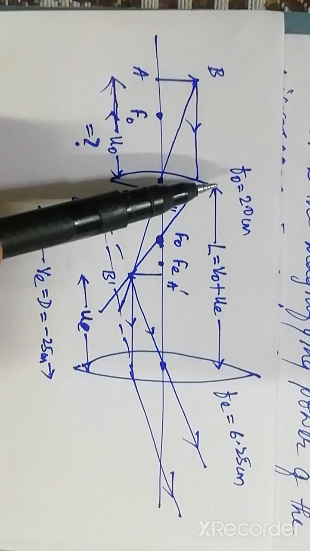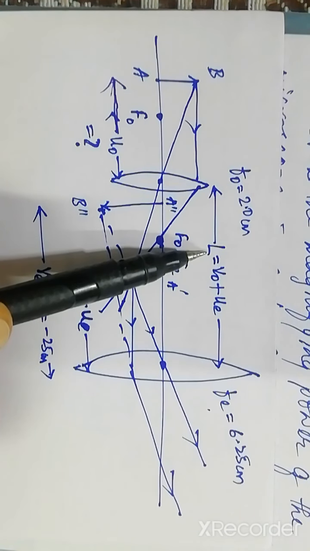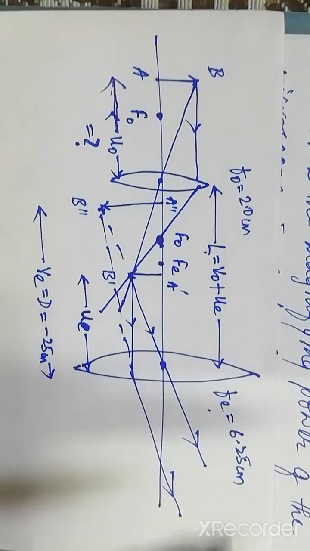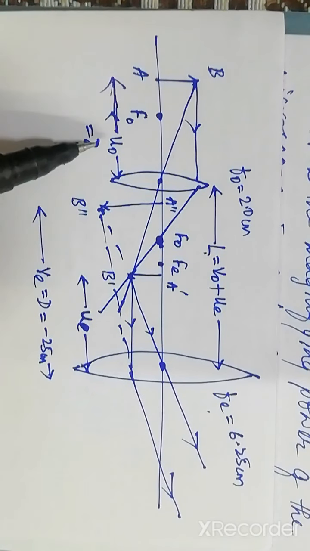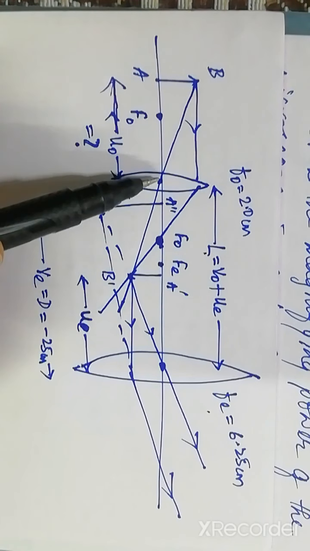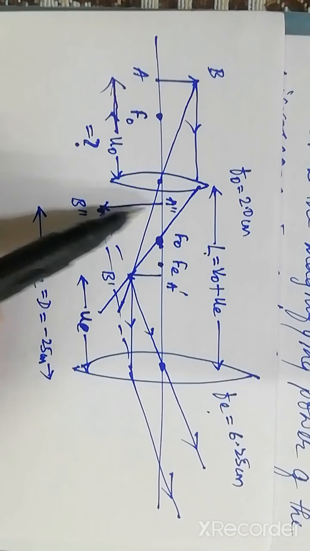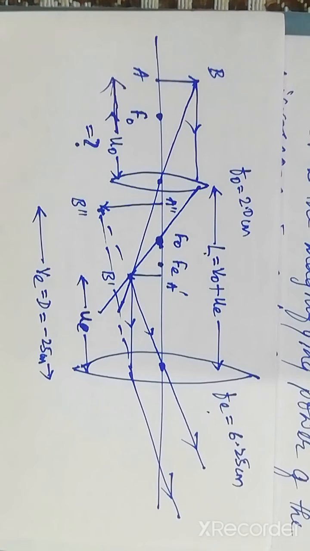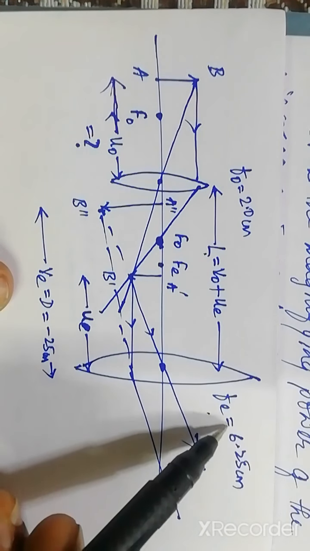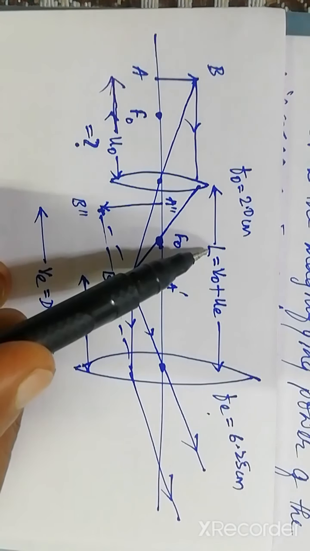So given data is FO is given, FE is given, length of the microscope is given. So here you are asked to calculate UO, that is the object distance for the objective, or where the object is to be placed in front of the objective to get the final image at the least distance of a distinct vision. So here V is known, FE is known. We can calculate UE, that is the object distance for the eye lens. L is given, that is 15.